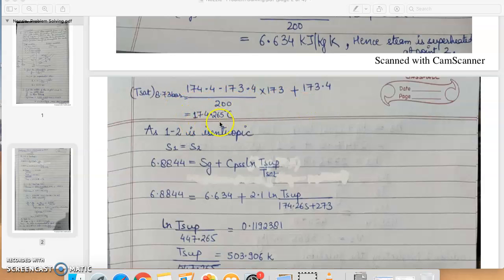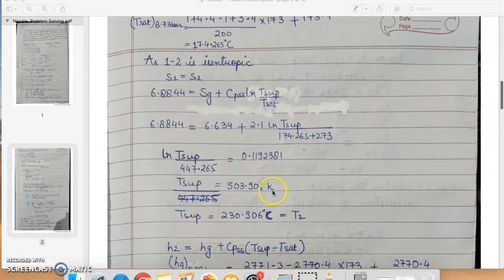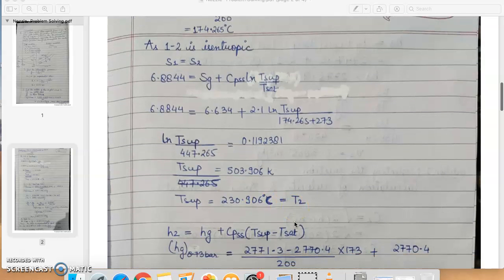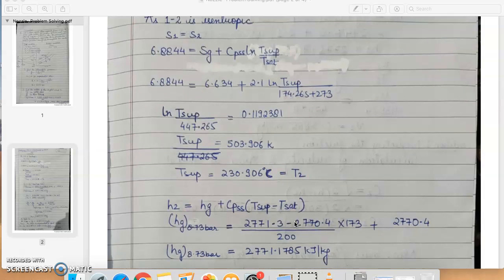So this is the interpolation and the saturation temperature at 8.73 bar is found to be this much. Now we know the superheated temperature, saturation temperature. So we will find the superheated temperature. Here we have taken Cp of superheated steam as 2.1, which may vary in different books as it varies with the temperature. So the values may be a little deviated as compared to the Mollier chart as well as from the other books. So T superheated from this calculation comes to be 503.906 Kelvin and 230.906 in degrees Celsius. So this is T2 and the condition at 2 is also found to be superheated.